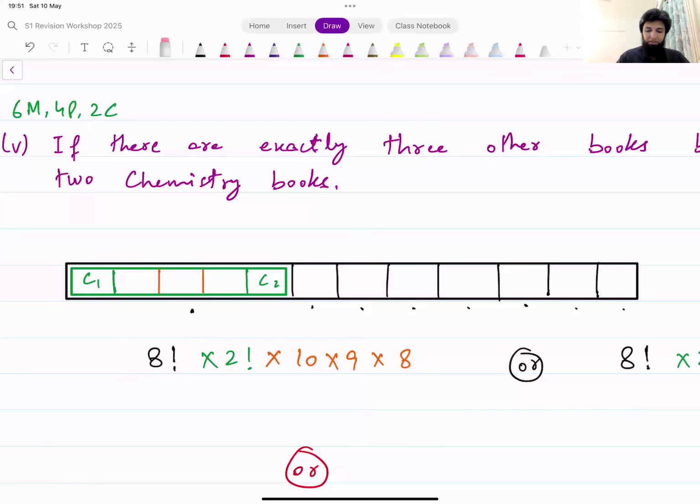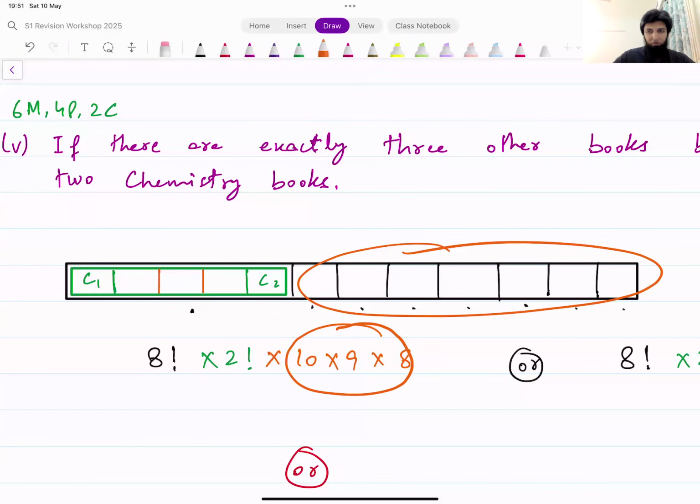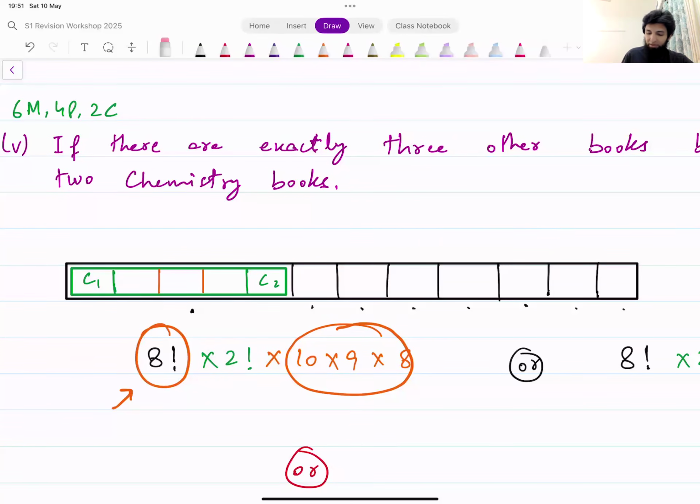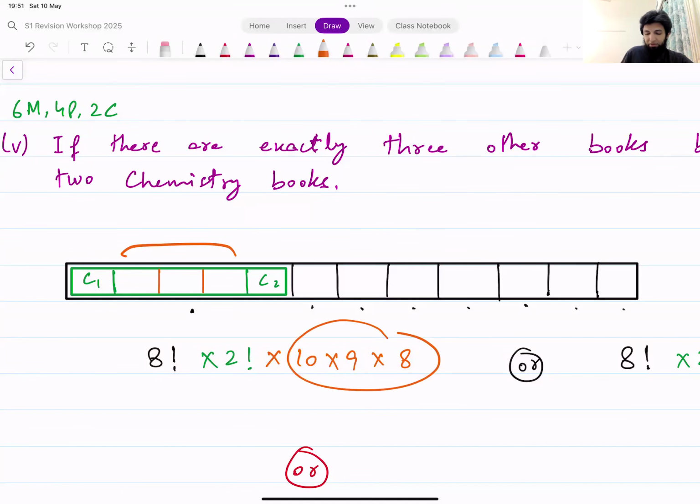How do you do that? You could say you've got 10 remaining books. Apart from the 2 chemistry books, you have 10 other books. You could think of it like this. For this box, you've got 10 options. For this box, you have 9 options. For this box, you have 8 options. And that becomes 10 into 9 into 8. And that gives you the result. The outer boxes, we have already arranged. So we don't have to do that again. We don't have to arrange the books outside again. We've already arranged those boxes. That's already incorporated in 8 factorial. Only the inner part, this was not done. This part, so we can do it like this. We can say that's 10 into 9 into 8.